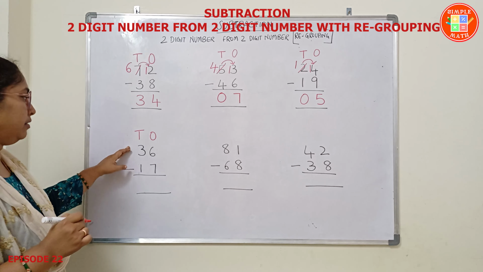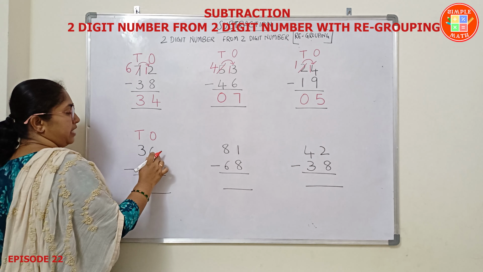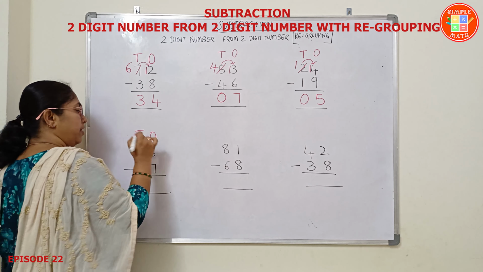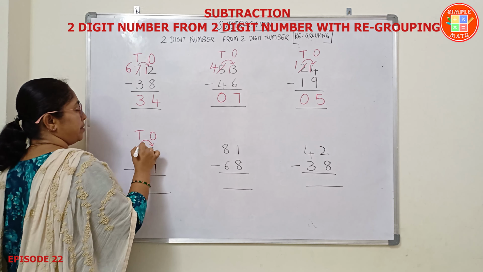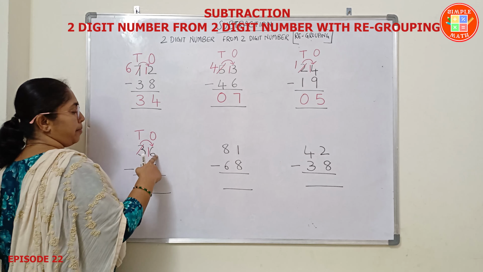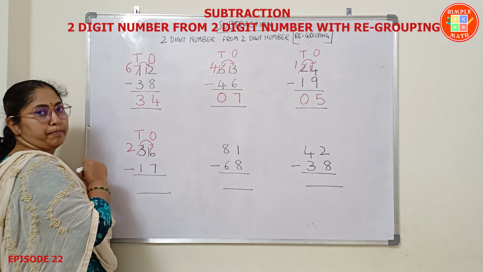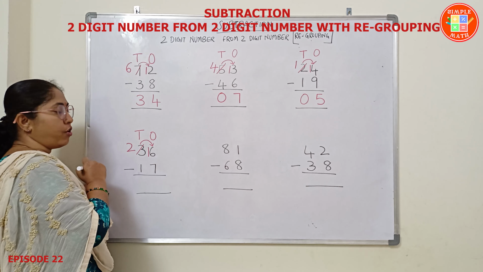Here, 6 is smaller than 7. So what do we do? We borrow. We borrow 1 ten from the tens column and write 1 here. The number becomes 16. Here the number becomes 2, the previous number or before number.